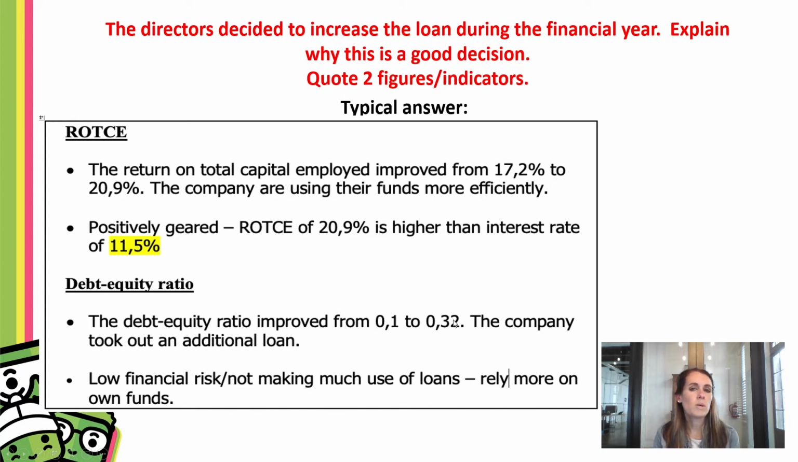Yes, it's not always good to have debt, but I can go up all the way to 1 to 1. So we are now at 0.32 to 1, which is still a very small part of it is a loan. So the company did take out an additional loan. That is why it improved, but the risk is still low. They are not making use of loans. They rely more on their own funds. So there's room to take out another loan. The difference between the interest rate and ROCE is very big, and they've got enough space over here. So this is a healthy company with healthy debt, and they are well managed.